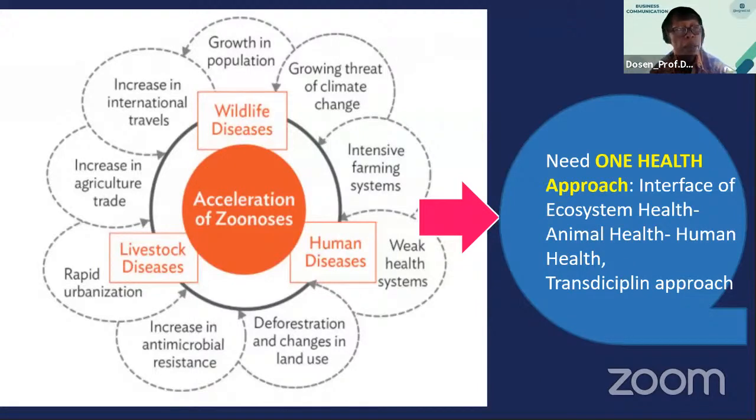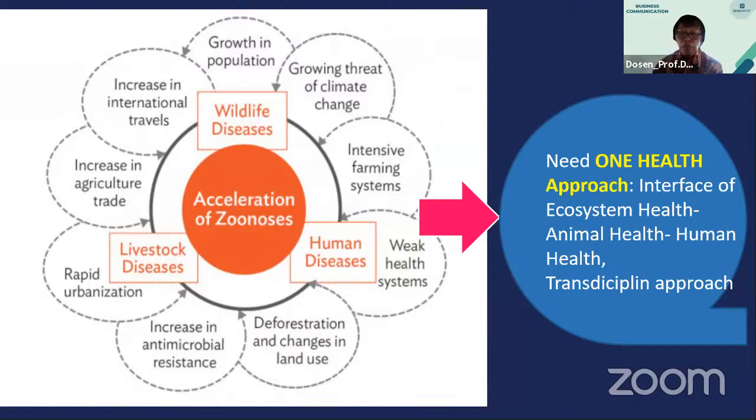Like we have a pandemic now. Increased agriculture trade and wildlife trade are also a problem, and rapid urbanization and deforestation, of course, and intensive farming systems because of the population increase, and then we need more food, and so we increase the farming system.